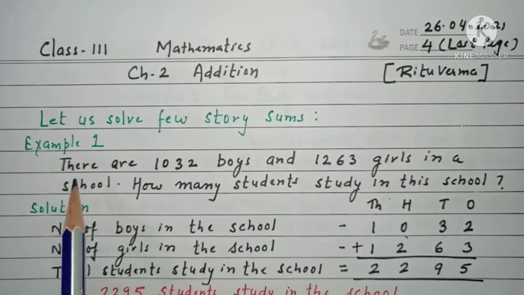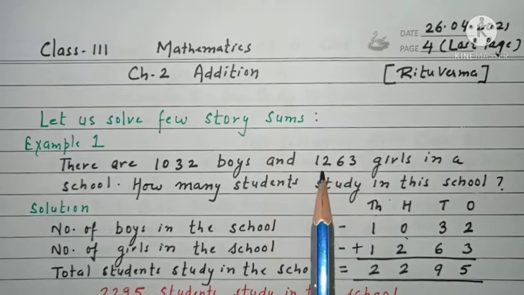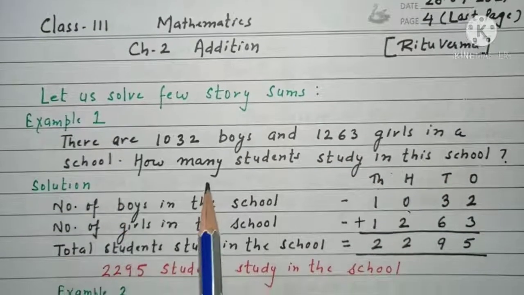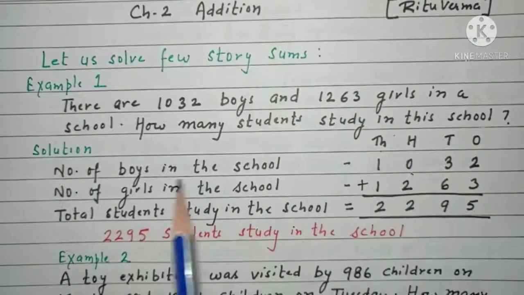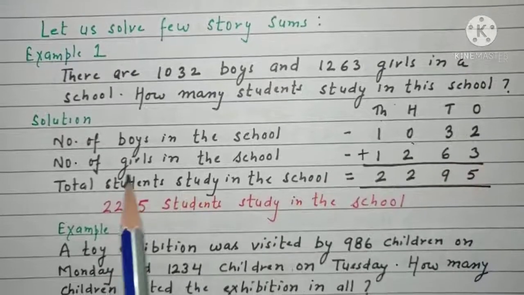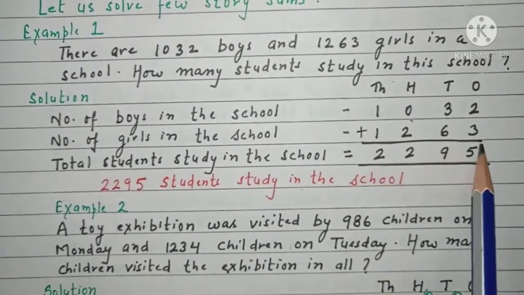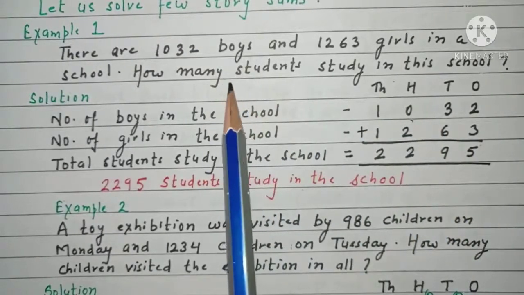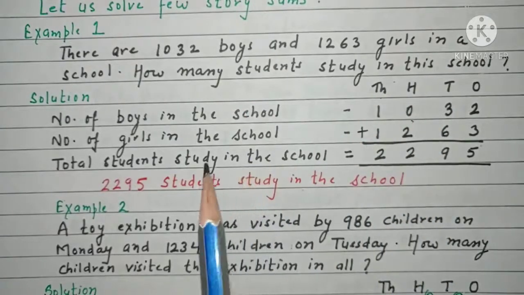Example 1 is saying there are 1032 boys and 1263 girls in a school. How many students study in this school? Now children, see, the number of boys given are 1032 and the number of girls given in the school are 1263. So what we need to find out, how many students study in this school. That is, we need to find out the total.